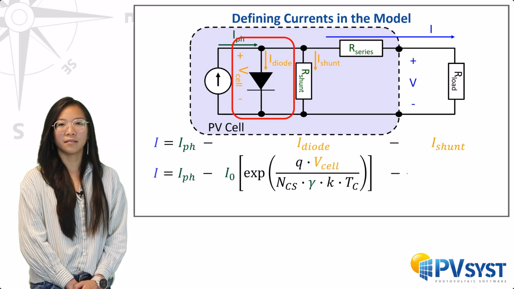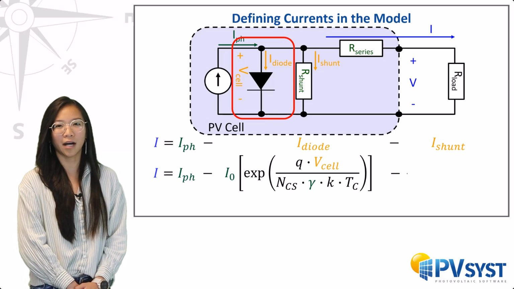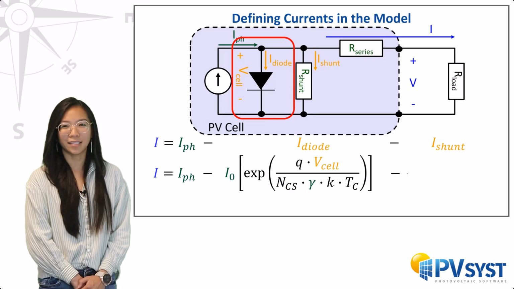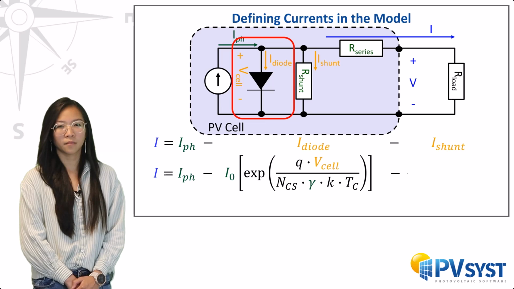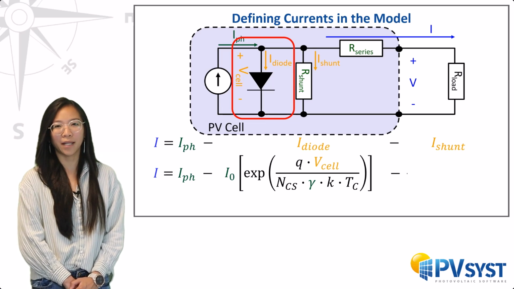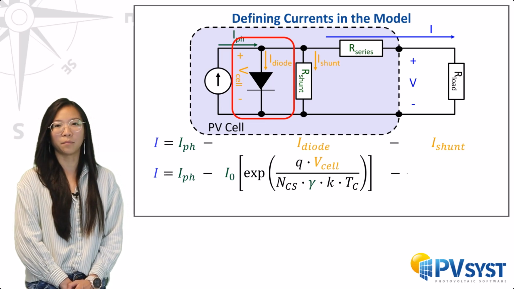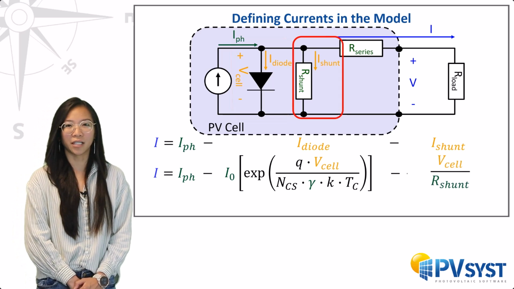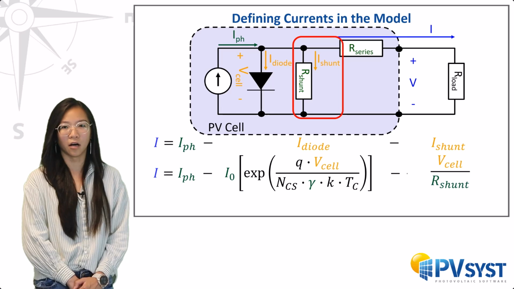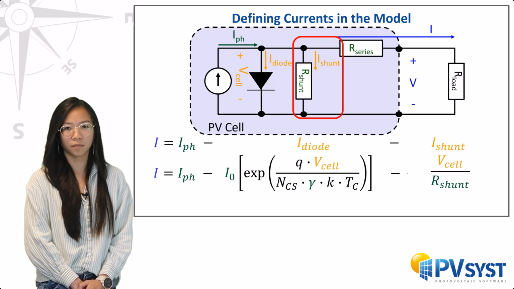In the equation, this diode contribution is weighted by a parameter named diode saturation current, designated by I0. We will use V cell as a placeholder for the internal voltage of the cell, and this voltage is applied to the diode equation. The current across the shunt resistance produces a parasitic loss which behaves according to Ohm's law, for example, a current proportional to the internal voltage of the cell.